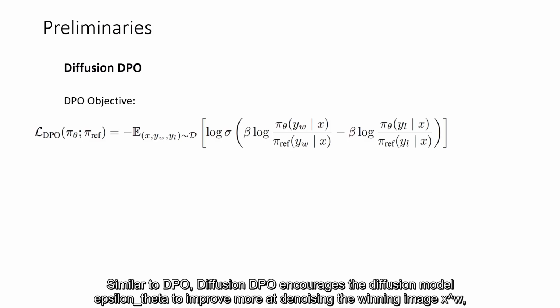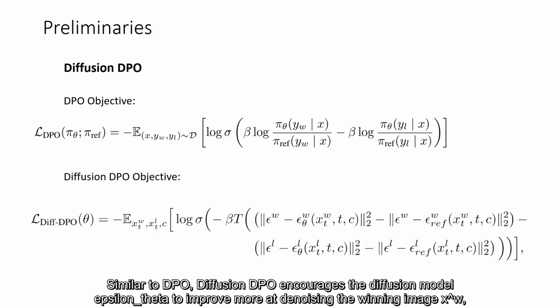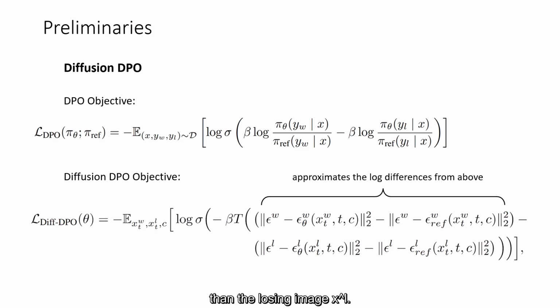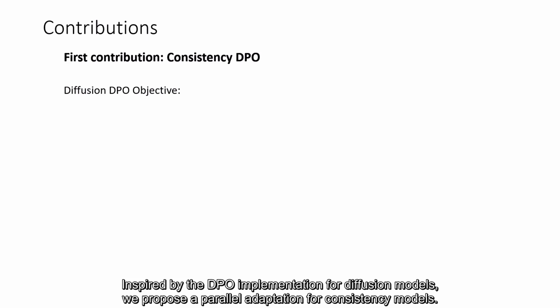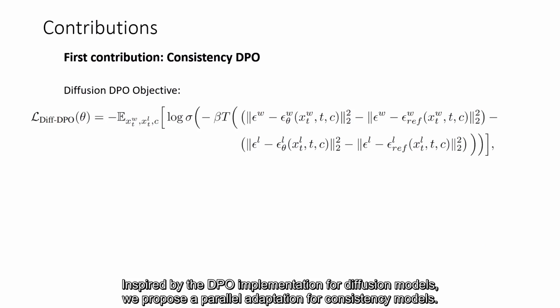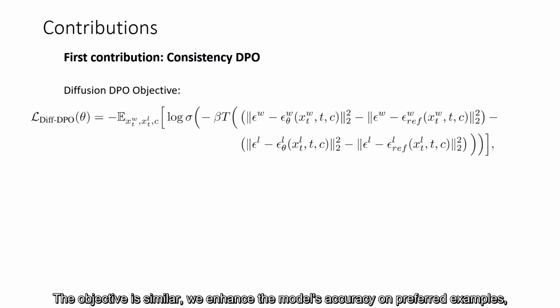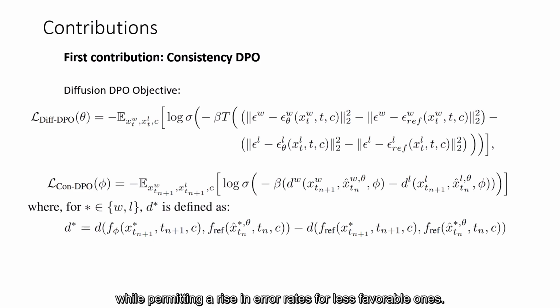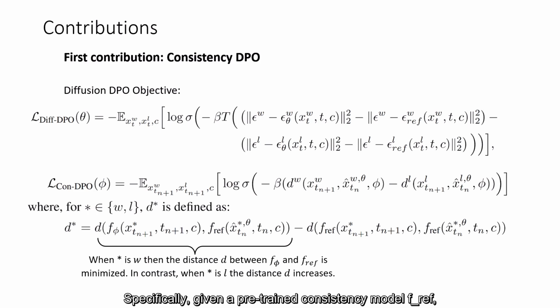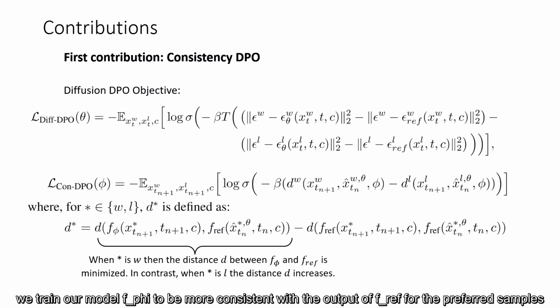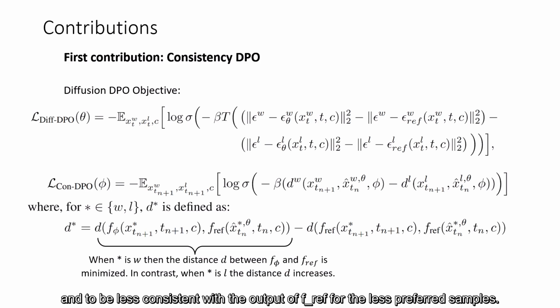Similar to DPO, diffusion DPO encourages the diffusion model epsilon theta to improve more at denoising the winning image x_W than the losing image x_L. Inspired by the DPO implementation for diffusion models, we propose a parallel adaptation for consistency models. The objective is similar: enhance the model's accuracy on preferred examples, while permitting a rise in error rates for less favored ones. Specifically, given a pre-trained consistency model f_ref, we train our model f_theta to be more consistent with the output of f_ref for the preferred samples and to be less consistent with the output of f_ref for the less preferred samples.